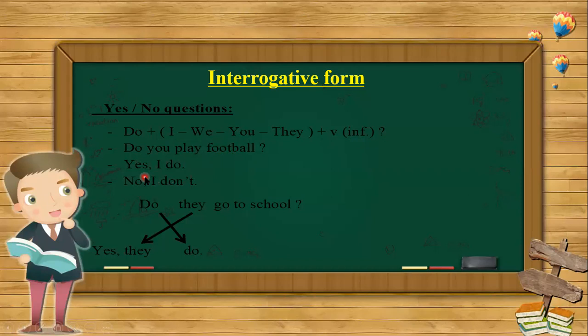The short answer will be yes, I do, or no, I don't. How do I form the short answer? I will do the scissors. Do you go to school? Put the answer here, yes or no, and then do the scissors. Like this one: do they go to school? Yes, they do. This is the answer of the yes no question, the short form.